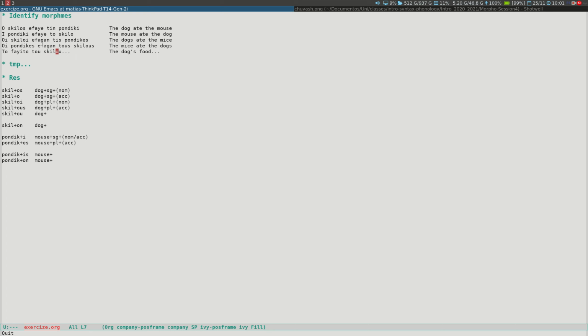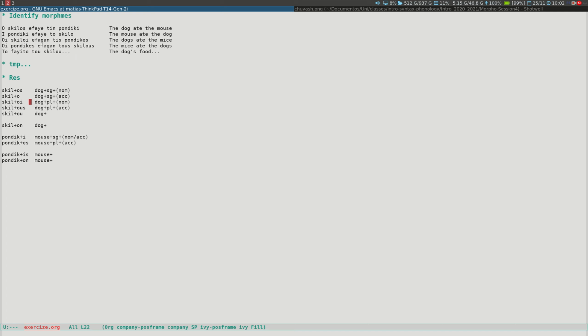And among other things, this sentence already is enough to help us disambiguate whether pondiki or pondic and skilo were dog or mouse, because now we don't have pondic in the sentence, but we still have a skilo, and it's about a dog. So fallito must be food, right? But we don't know what sort of case.